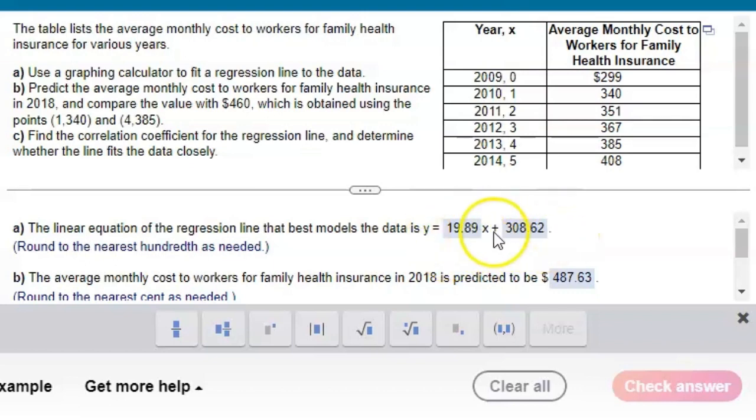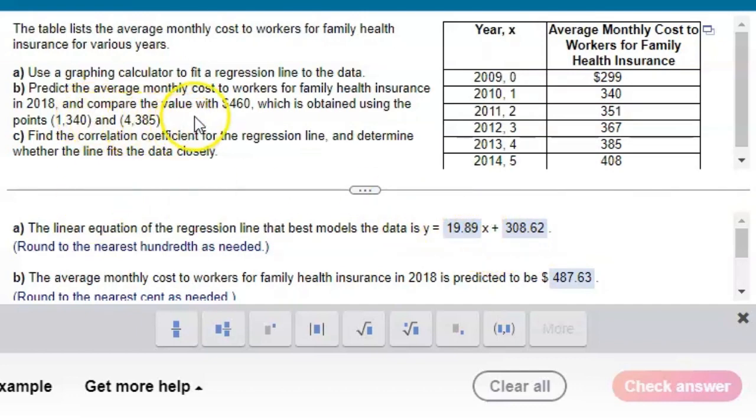Now, it's a little questionable here whether you should use these rounded off numbers, 19.89 and 308.62, or you should use the longer decimals. And you will get slightly different answers if you do that. I just use these two numbers, but I think either way, MyMathLab will mark it as correct. So $487.63 you get one way, and you get like $487.59 the other way. And I think it will mark both as correct. But I just used this equation and plugged in 9 there for x.